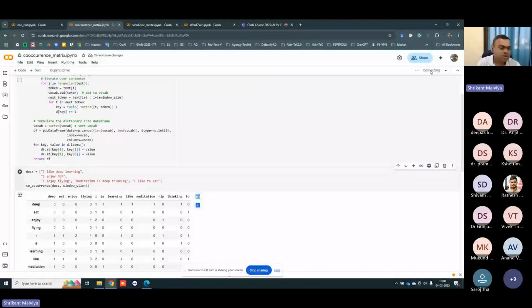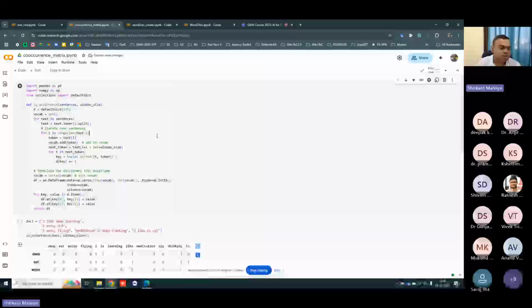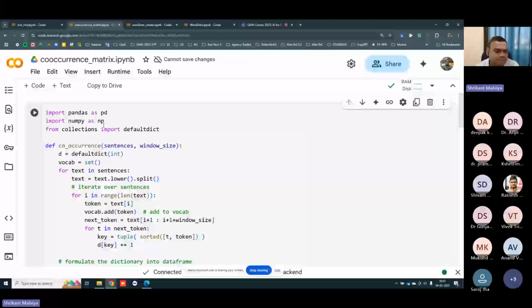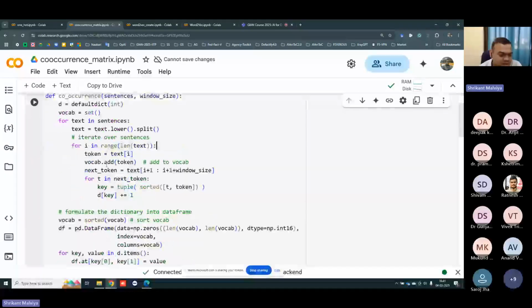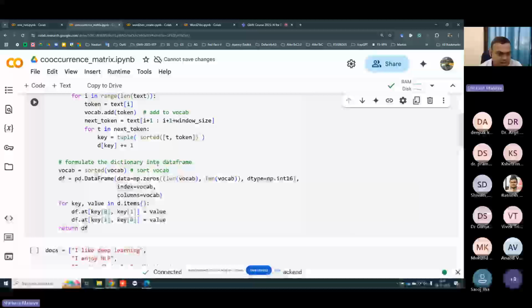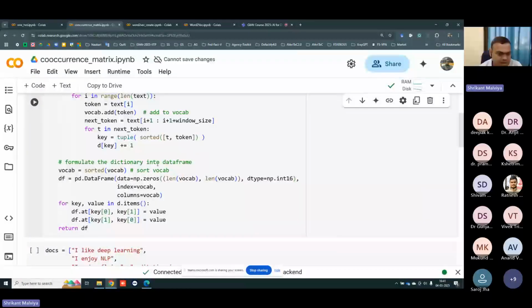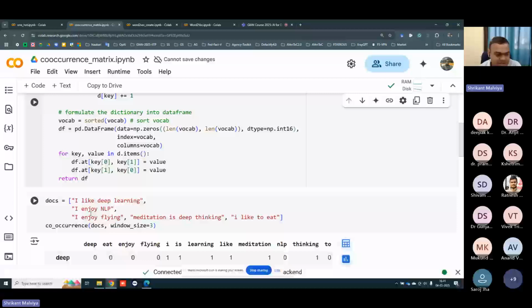So for generating the co-occurrence matrix, we made this simple code, and we need the Pandas library, the NumPy library, and a dictionary construction library. What we need to do is find a corpus. So suppose we take this corpus as an example, which consists of a few sentences: I like deep learning, I enjoy NLP, and so on. There are 1, 2, 3, 4, 5 sentences.